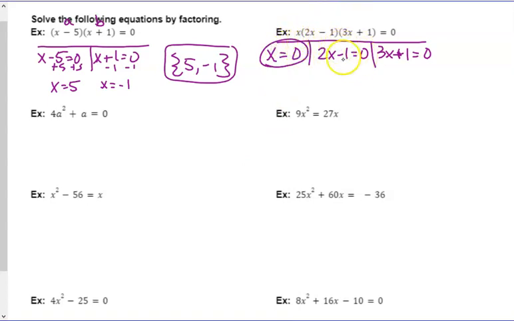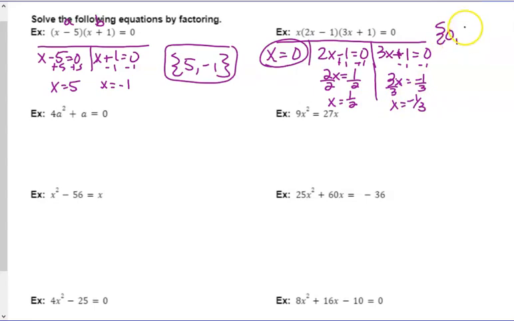Now, how do I solve for x here? Well, I want to add 1 to both sides. Then I need to divide by 2, and so I get x equals 1/2. How do I solve for x on this one? Well, I would subtract 1 from both sides and get 3x equals negative 1, and then divide by 3 and divide by 3. x has to be negative 1/3. Therefore, 0, 1/2, and negative 1/3 are my answers to that equation.